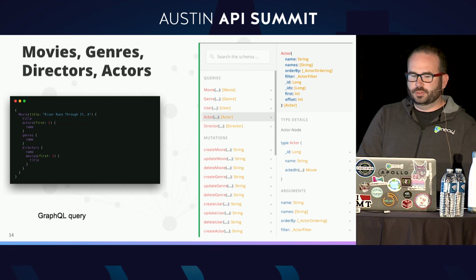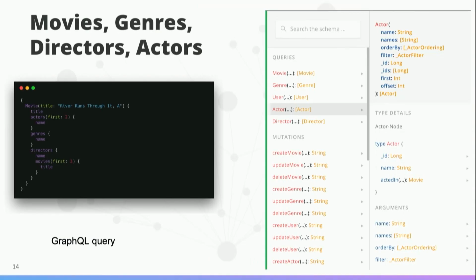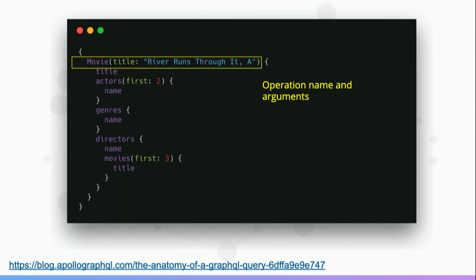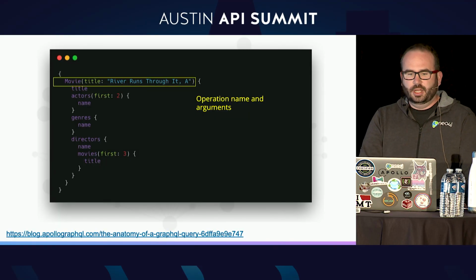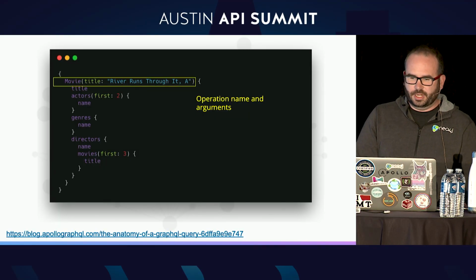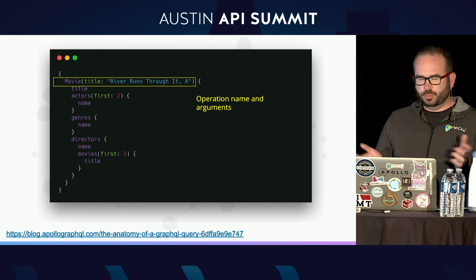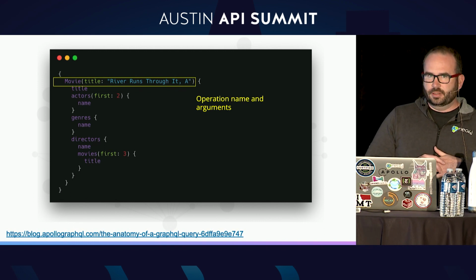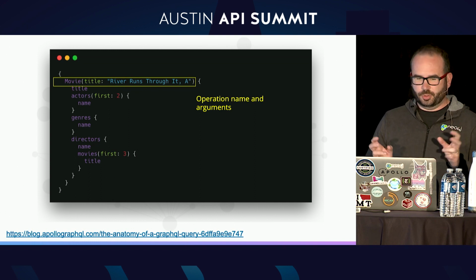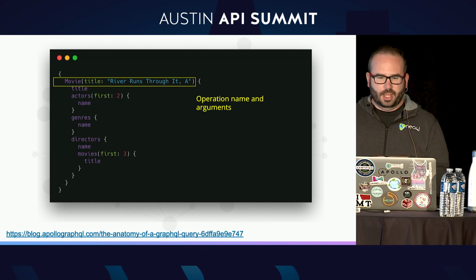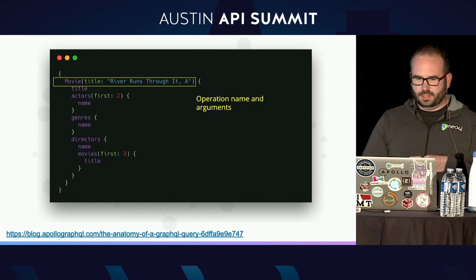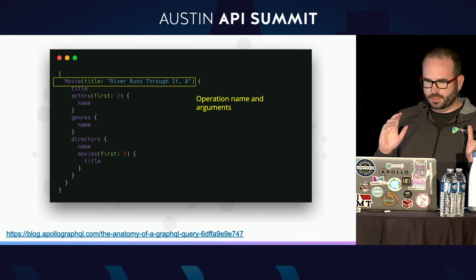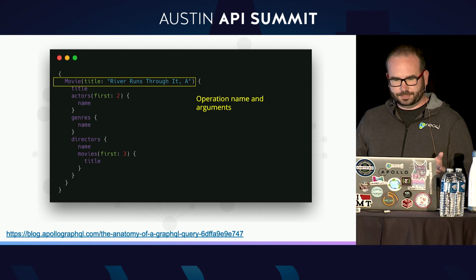Okay, so now we're ready to query our GraphQL API. And here's a query on the left. Let's zoom in on that a little bit. So the different components of a GraphQL query, well, we're specifying the operation name, the entry point, and the arguments. So here we're starting at the movie query field, which is the entry point for our API. And we're passing in some arguments. In this case, for title, I want the movie A River Runs Through It.